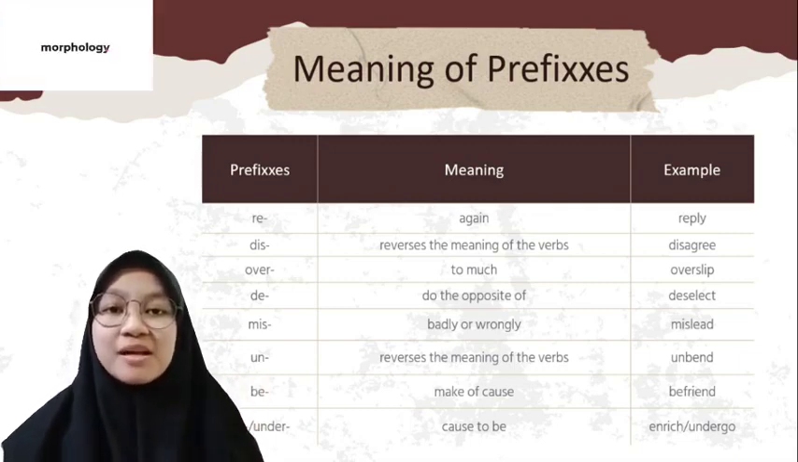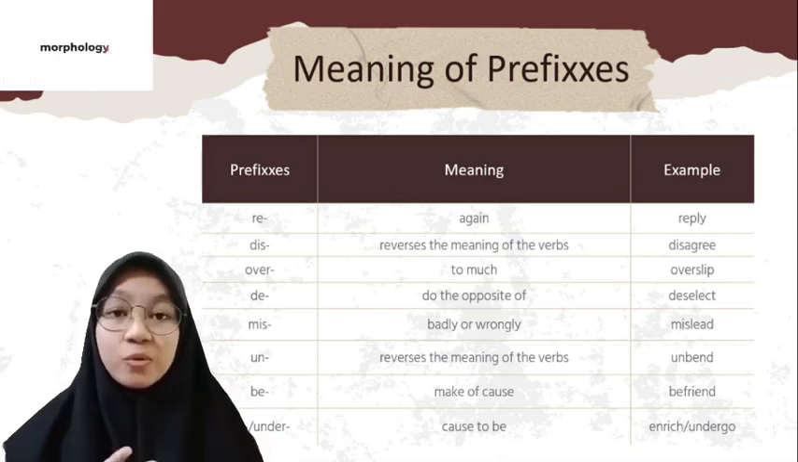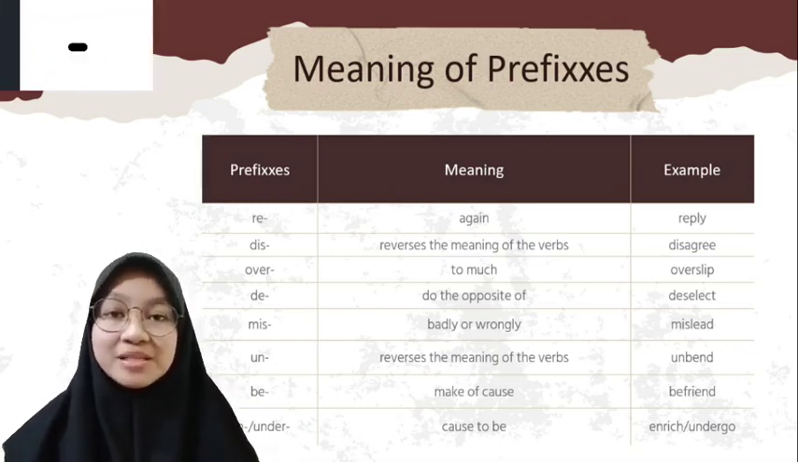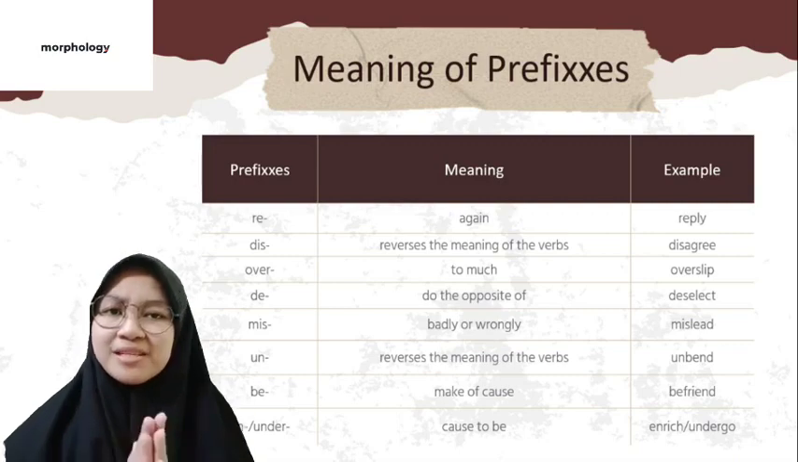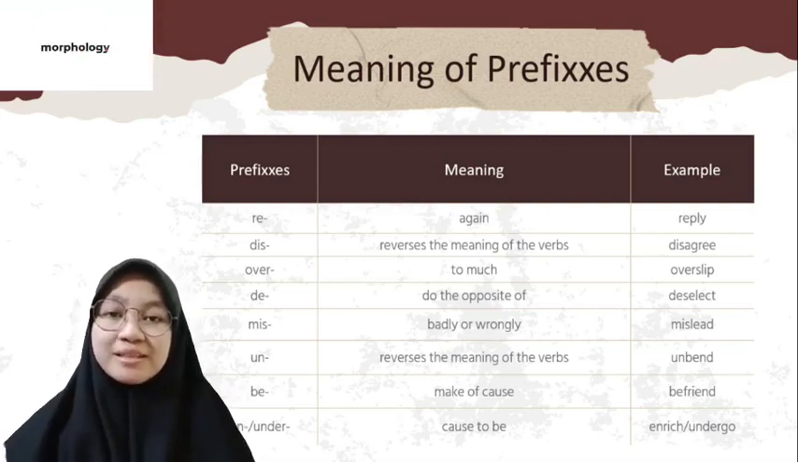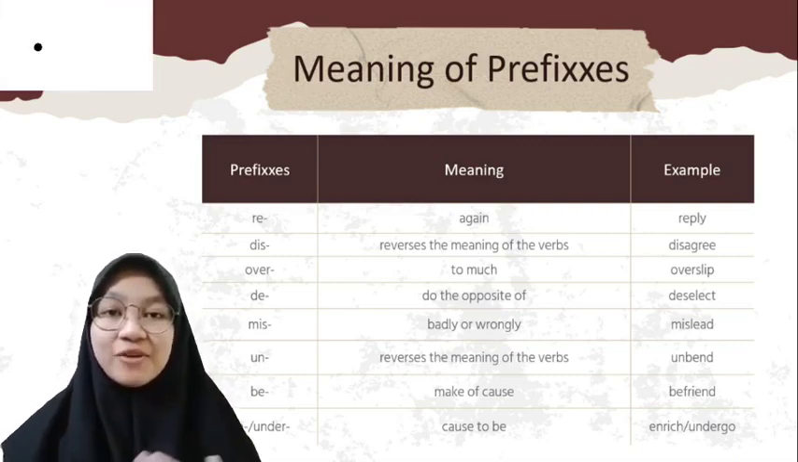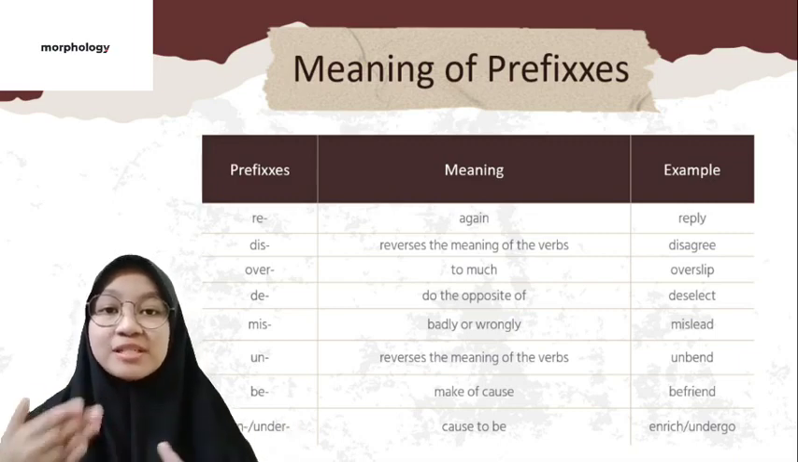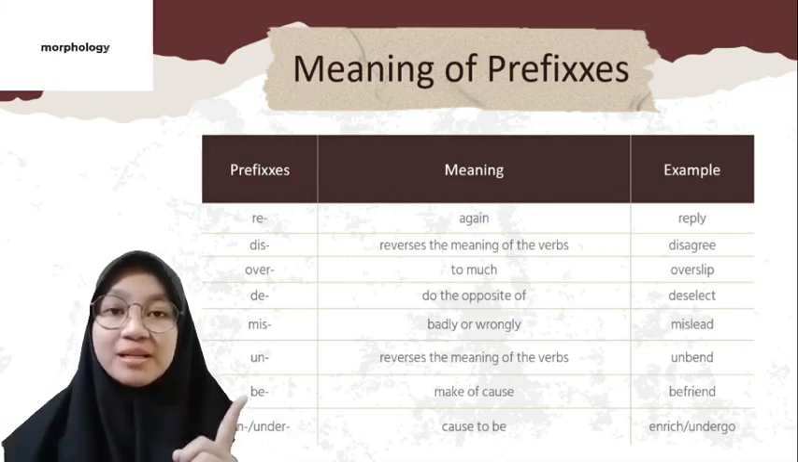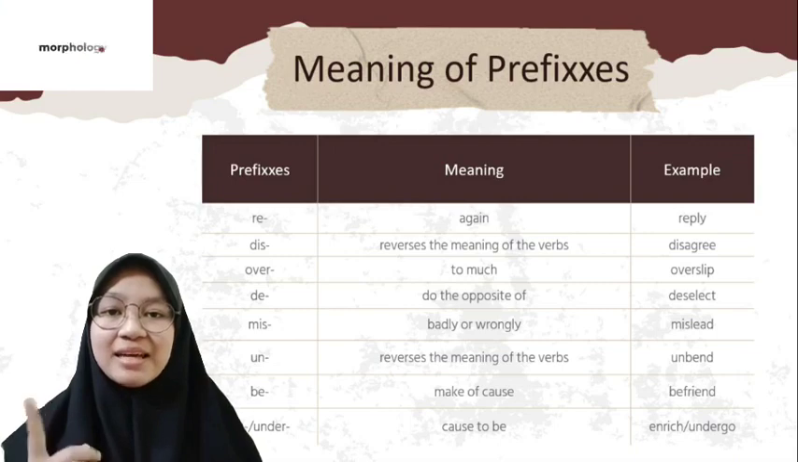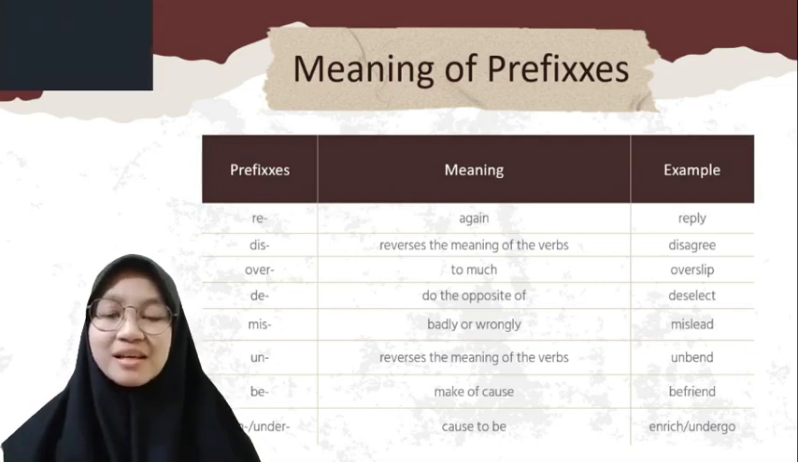Next is mis. Mis means badly or wrongly. For example, mislead. In the sentence, please stop misleading the new member. Next is un. If we add un to a verb, it will reverse the meaning of the verb. For example, unbend. In the sentence, it is hard to unbend my cramped knees.